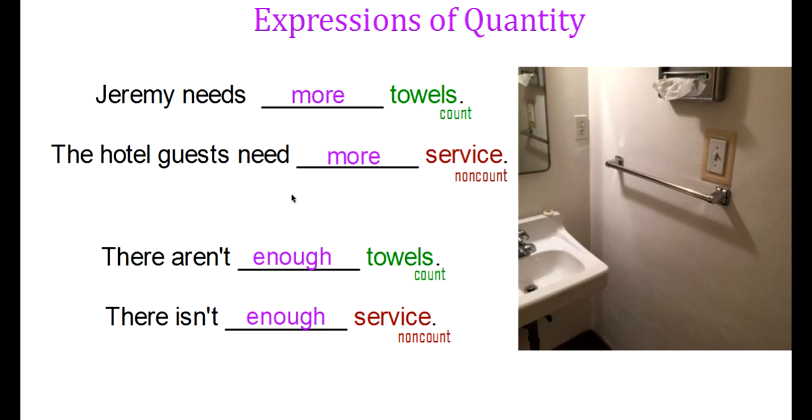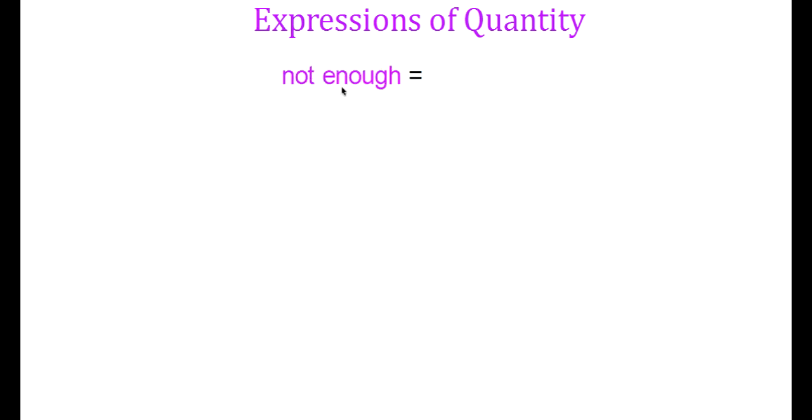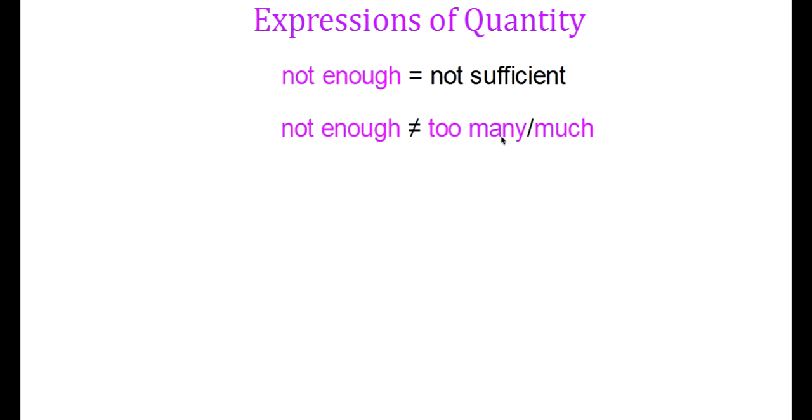Let's look a little bit more at the word enough. Not enough, as I said, really means not sufficient. We want more. It's kind of the opposite of too much or too many in a way. They're sort of opposites. If I don't have enough of something, I want more. If I have too many or too much of something, I want less or fewer of those things.